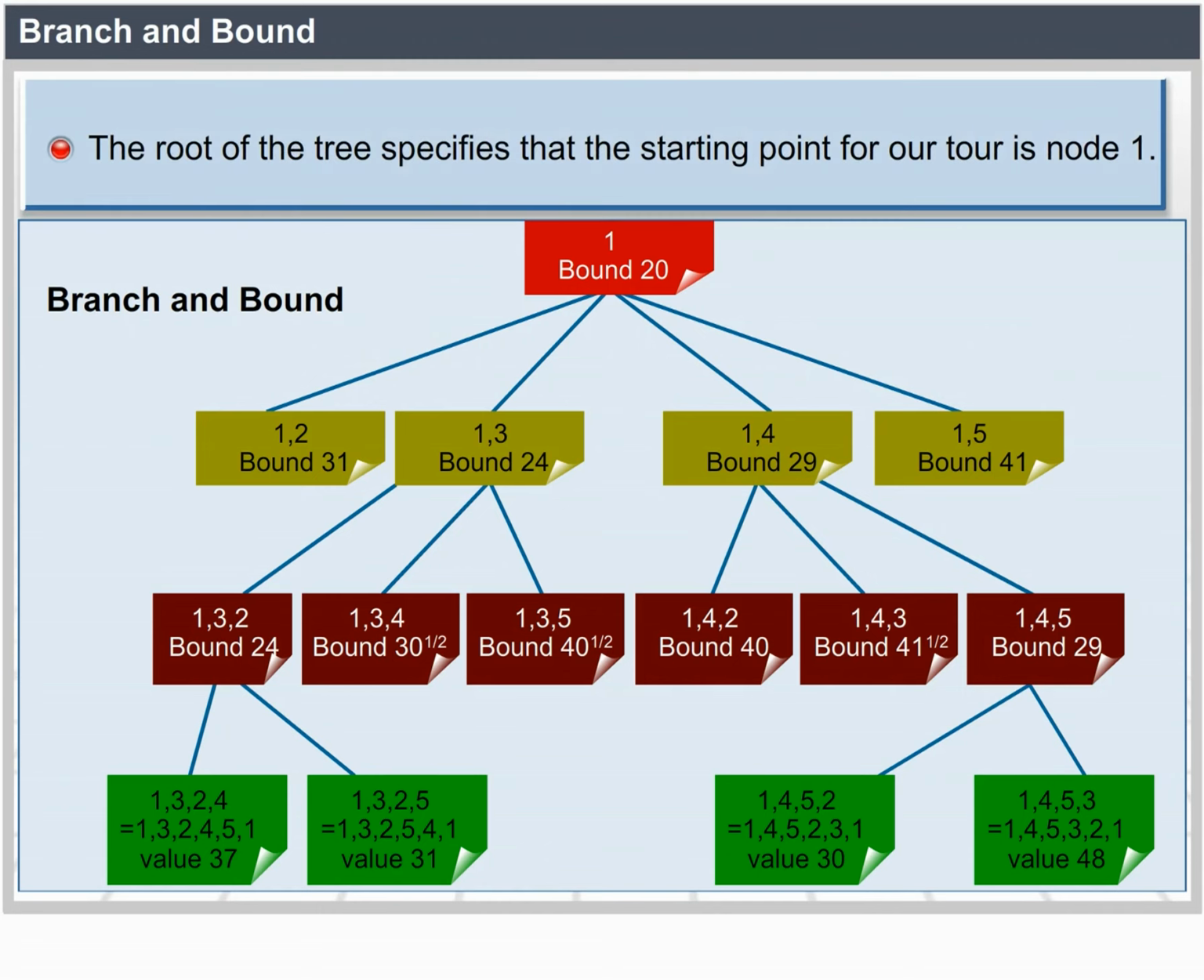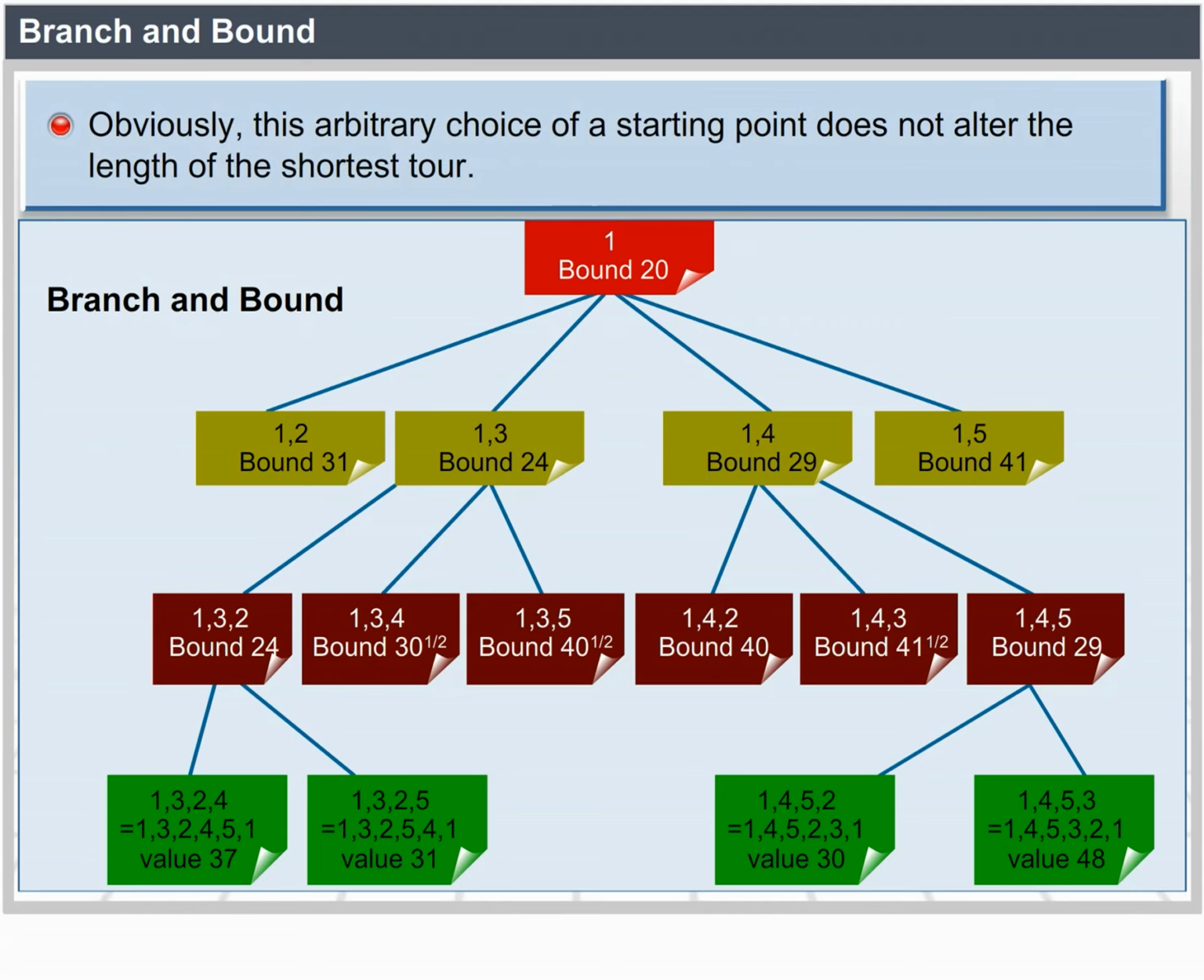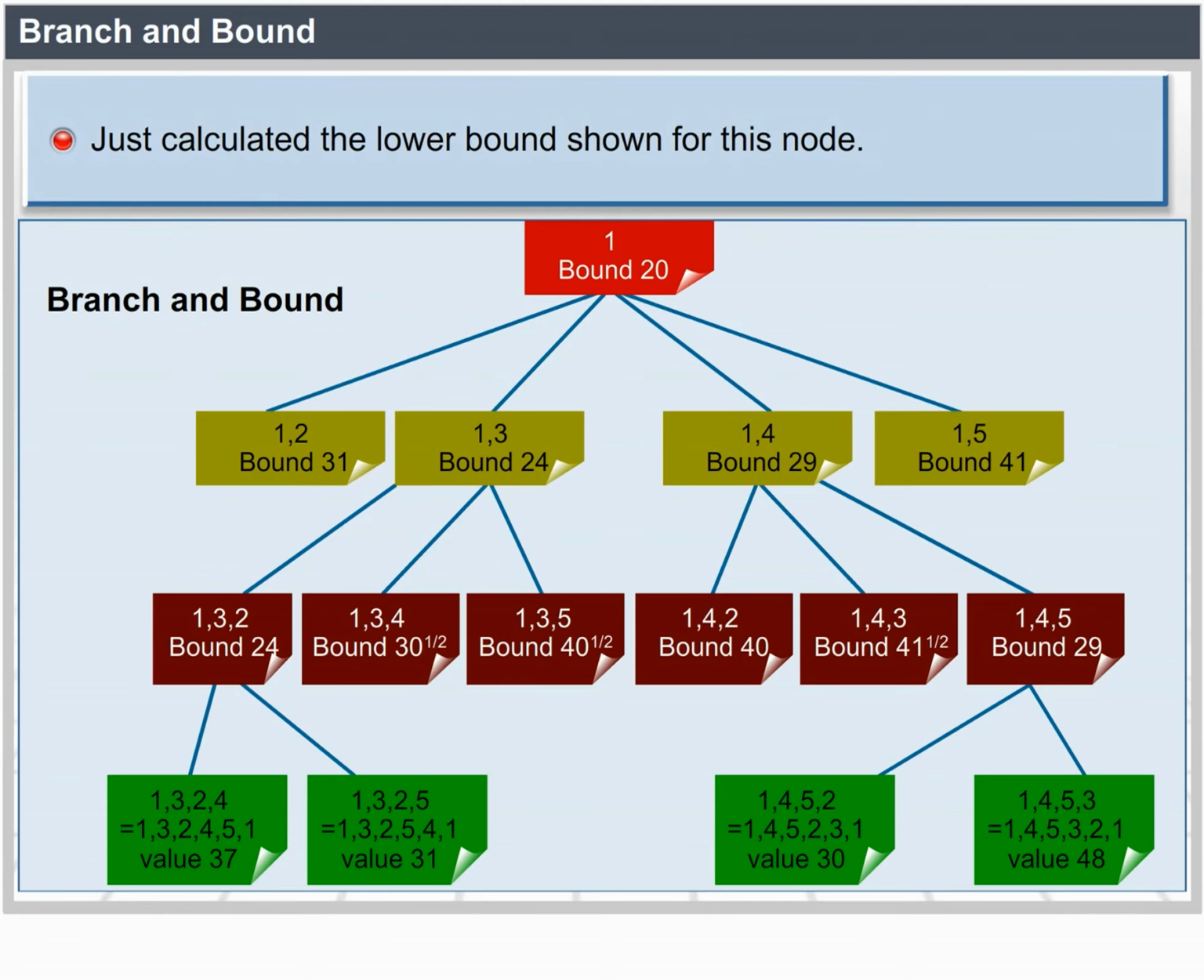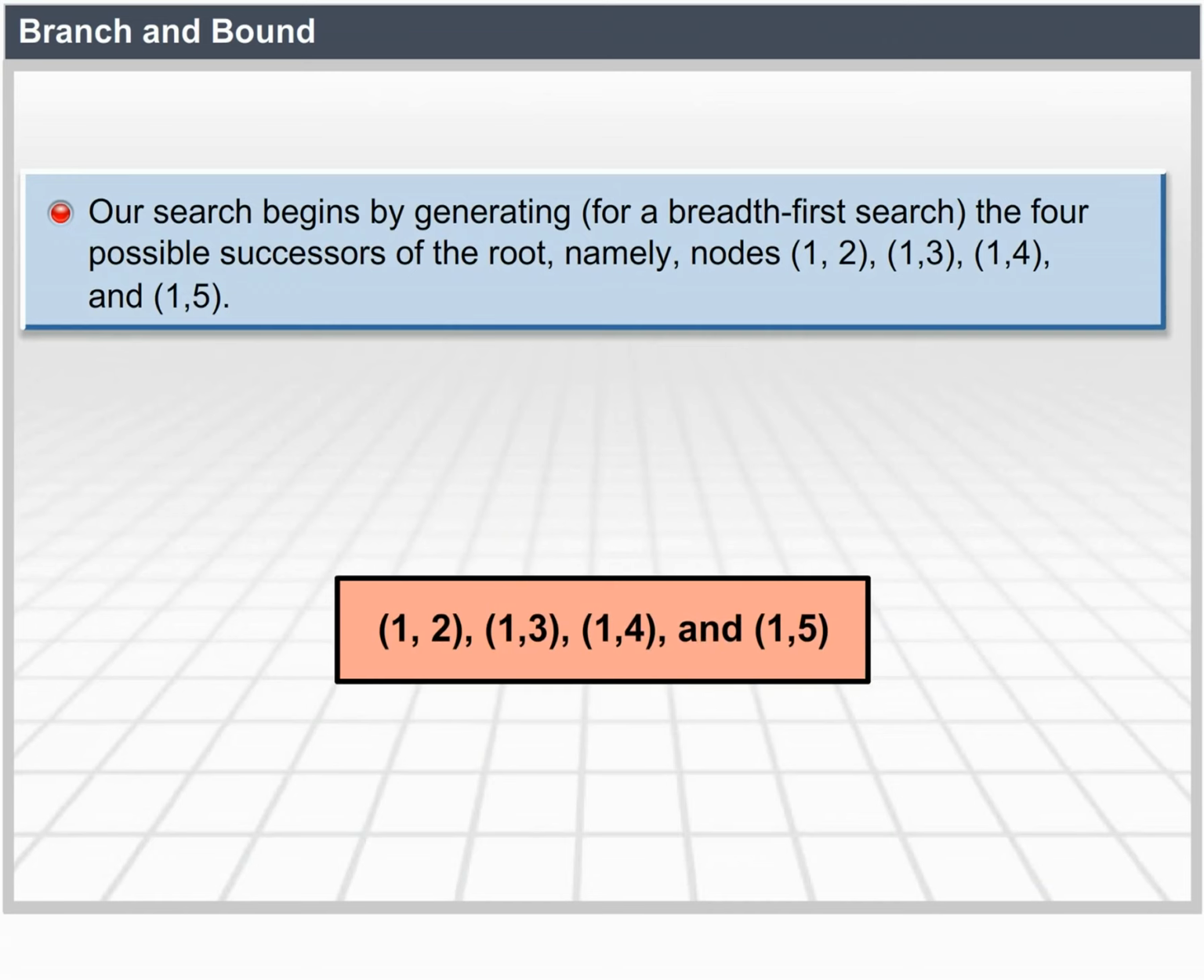The root of the tree specifies that the starting point for our tour is node 1. Obviously, this arbitrary choice of a starting point does not alter the length of the shortest tour. We just calculated the lower bound shown for this node. Our search begins by generating, for a breadth first search, the 4 possible successors of the root, namely nodes 1,2; 1,3; 1,4 and 1,5.